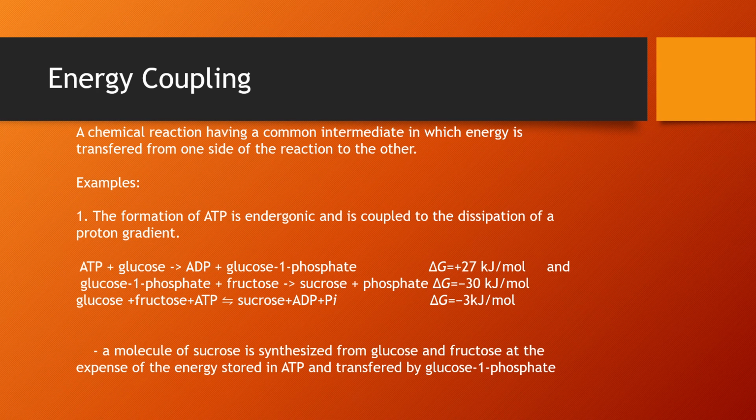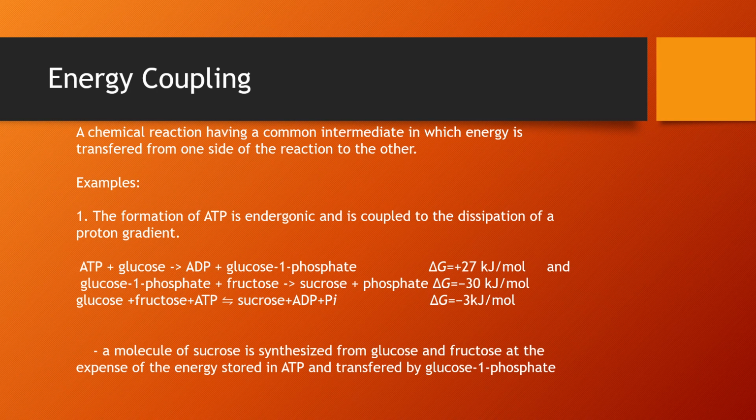The combination of these two reactions is nothing but the combination of glucose and fructose with the help of ATP to generate sucrose, and the ATP is hydrolyzed into ADP and inorganic phosphate. The combination of these two reactions is a typical exergonic reaction. In this way, the energy of one reaction is utilized to run the other reaction. This mechanism is called energy coupling. We have many examples of this category, and this is one such example.